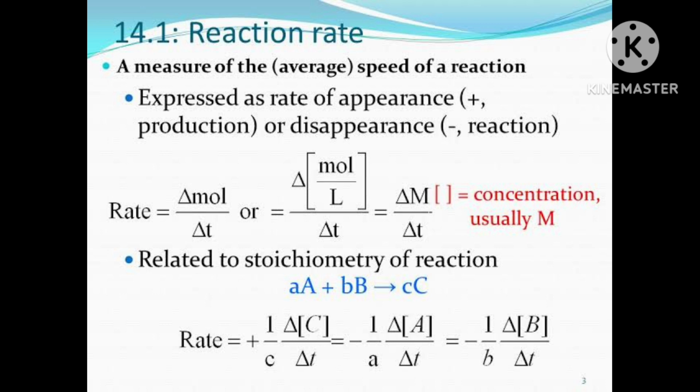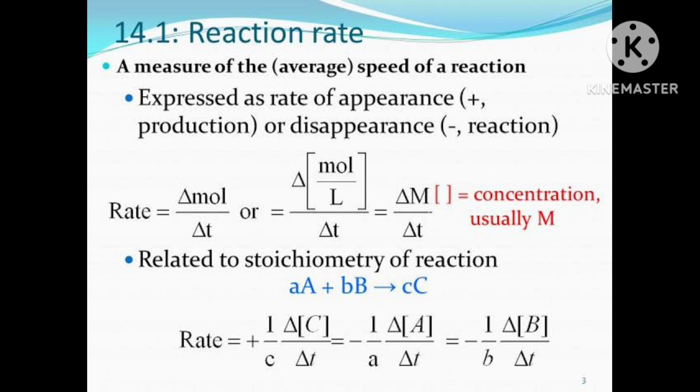Here rate is equal to, in the same way you can write 1 upon 4 with a plus sign, because we are talking about the product. NO2 is the product. Then 1 upon 4 delta NO2 divided by delta T. Then its rate, if you calculate, you have calculated already.